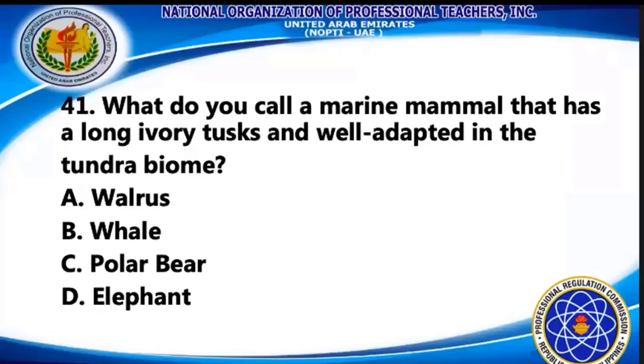41. What do you call a marine mammal that has a long ivory tusk and well adapted in the tundra biome? Pag tundra biome, ito yung malalamig na places. So, well adapted. Walrus, whale, polar bear, elephant. So, hindi siya polar bear kasi wala naman siyang long ivory na tusk. Yung parang pangil. Although, nakaka-adapt naman si polar bear sa tundra biome. Malamang hindi rin elephant. So, correct answer is walrus.